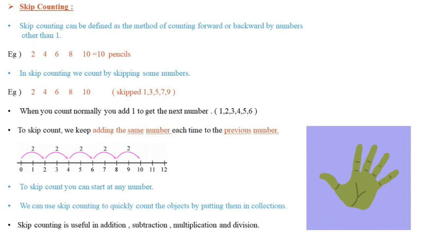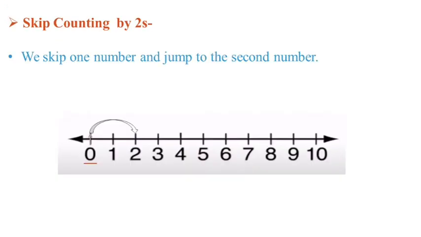To skip count, you can start at any number. Children, it's not necessary to start from 0. You can start at any number like 1, 2, 3. Any number can start a skip count. And we can use skip counting to quickly count objects by putting them in collections. Skip counting is useful in addition, subtraction, multiplication and division. So we have just seen that skip counting by 2s can help us, right?